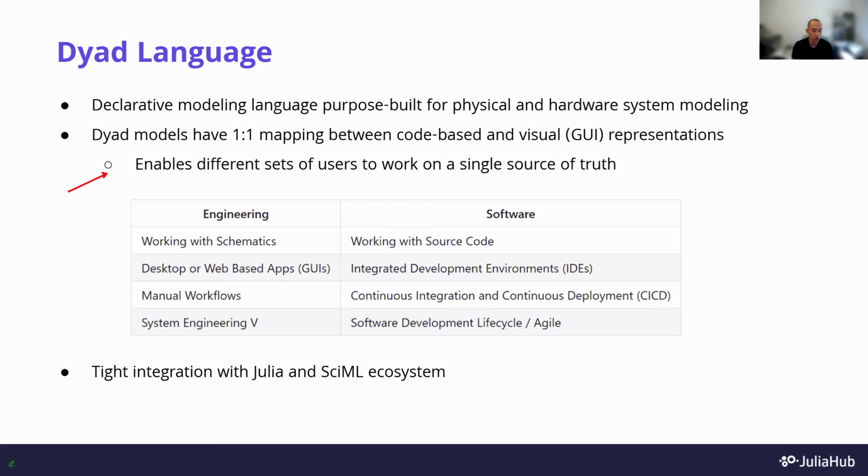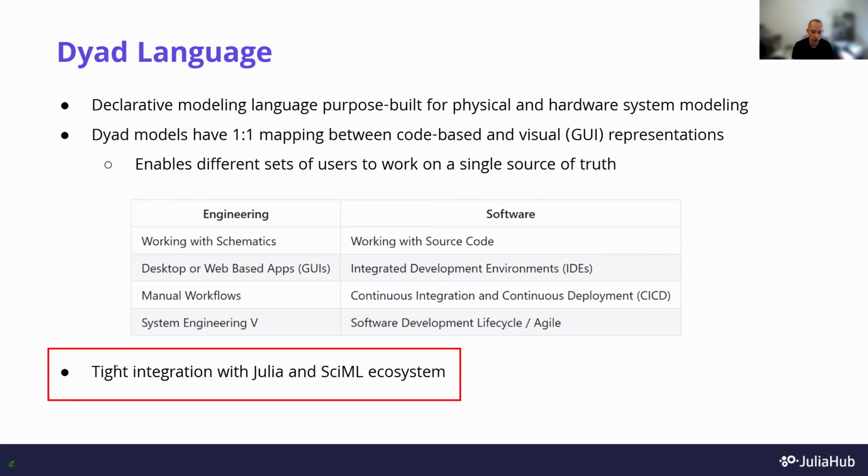If you think about a lot of companies and organizations, they're often split into different groups. Specifically, you might have an engineering group and a software group, right? Engineers generally prefer working with schematics, diagrams, desktop or web-based GUIs, manual workflows, systems engineering, and so on. Whereas software engineers generally prefer working with code, IDEs, CI/CD pipelines, and agile methodologies, and so on. All right, so Dyad models enable these two sets of users to work on the same models. And like I said before, the Dyad language has tight integration with the Julia and SciML ecosystem.